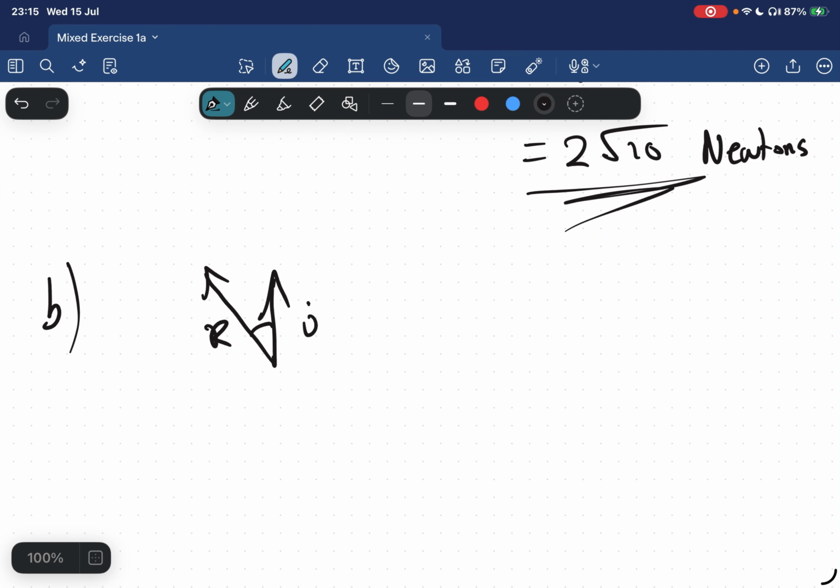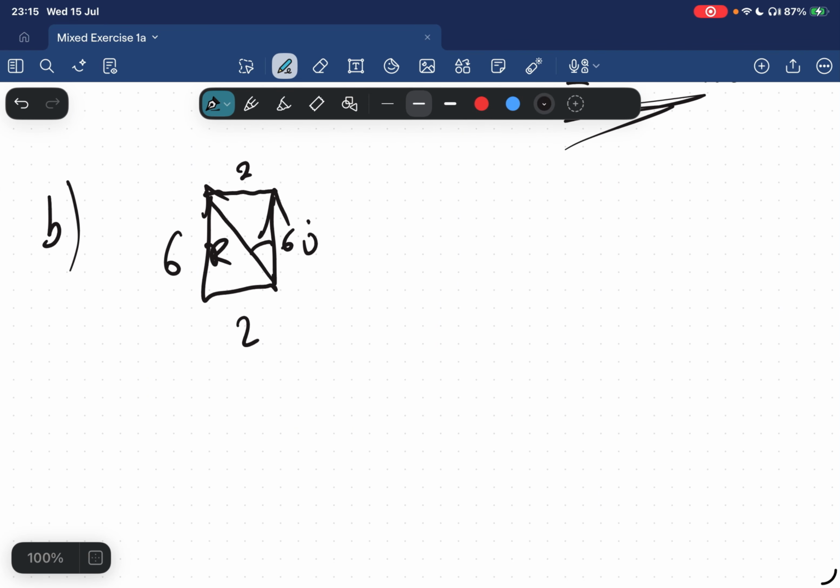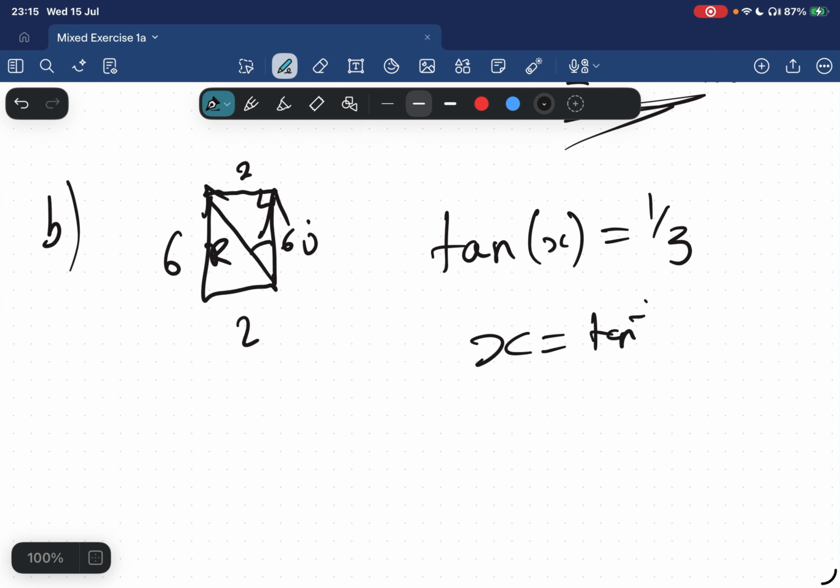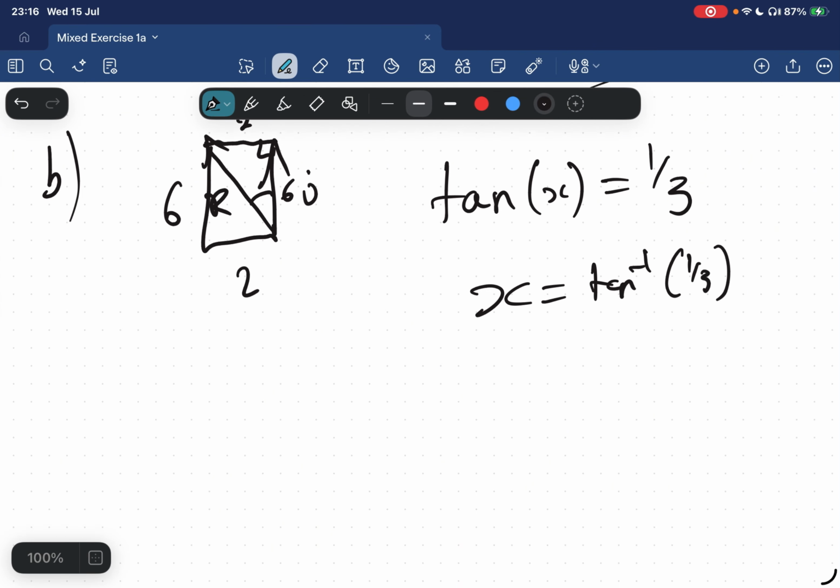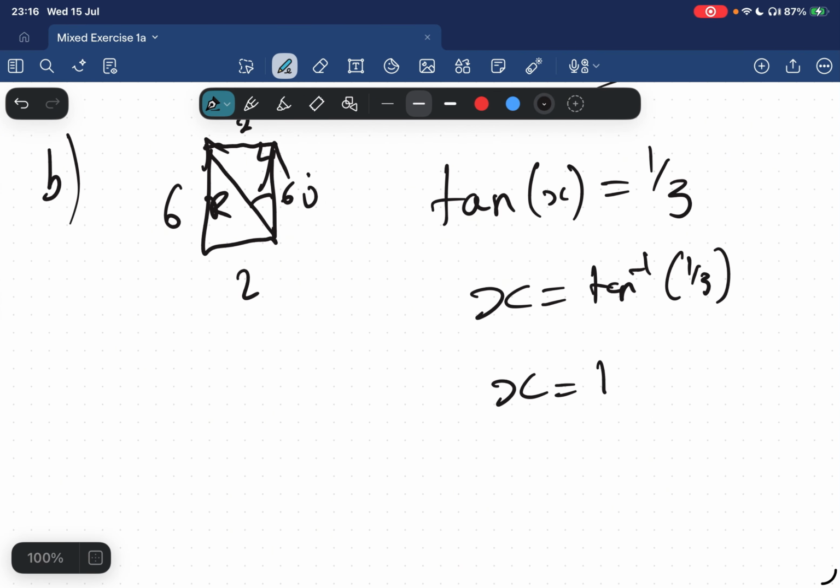Now what more specifically is this angle? Well, we've got 2 here, 6 here. And now we are just using sine, cos and tan. We've got the opposite and the adjacent, so we use tan. So tan of this angle is a third, then inverse tan of a third, which gives our x to be 18 degrees.